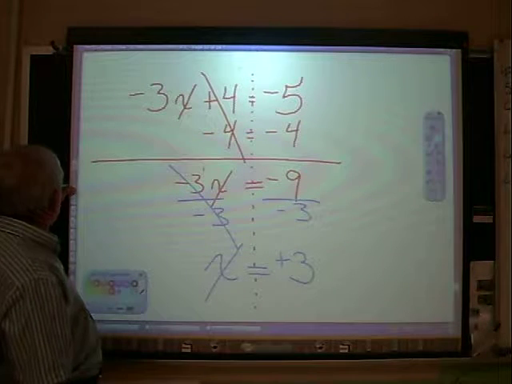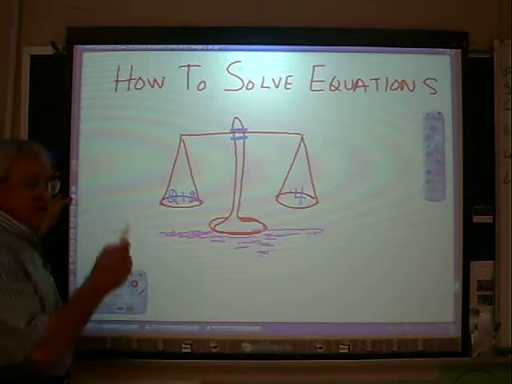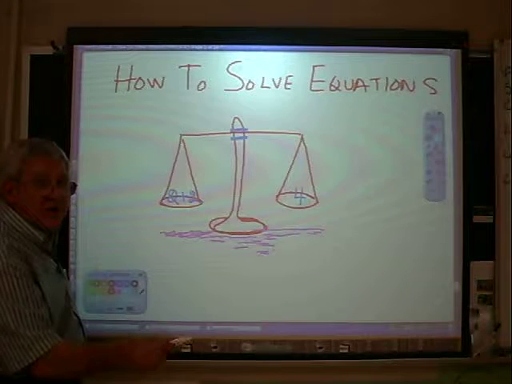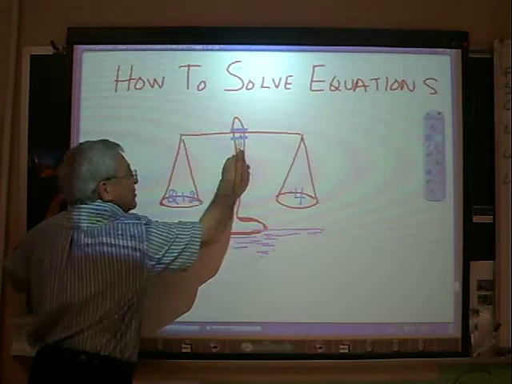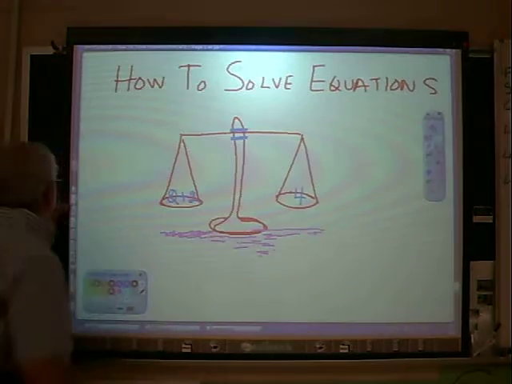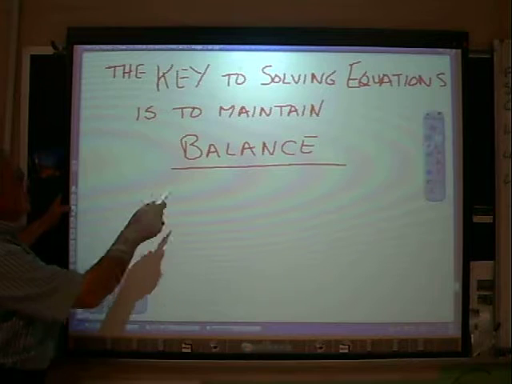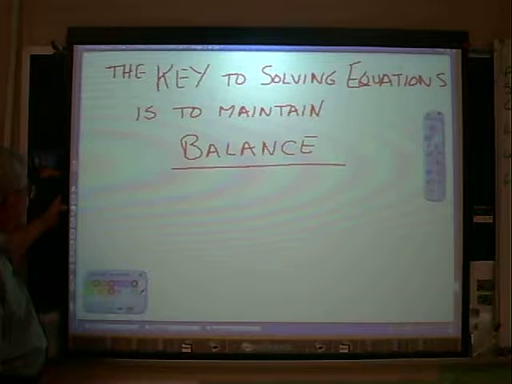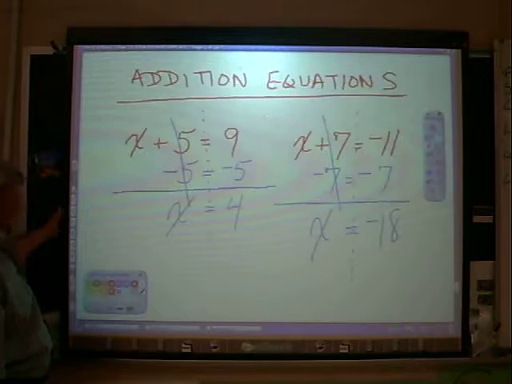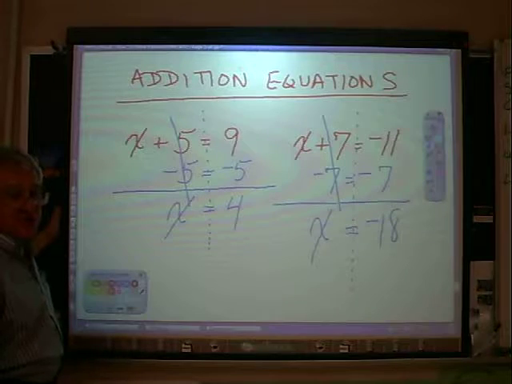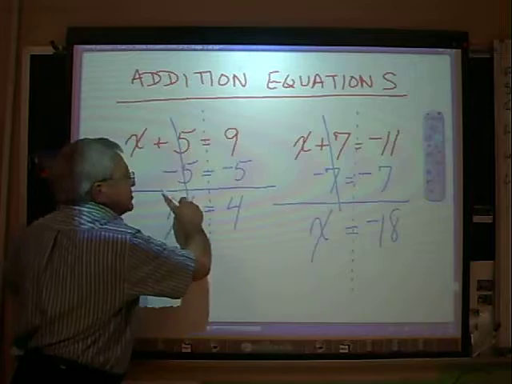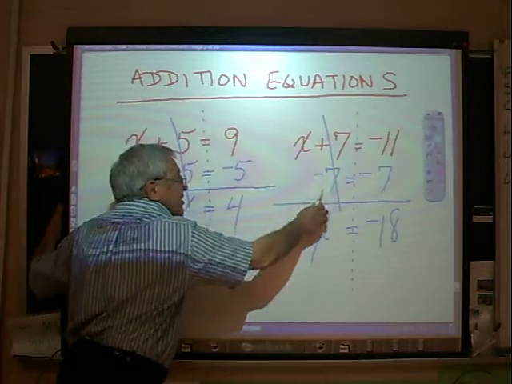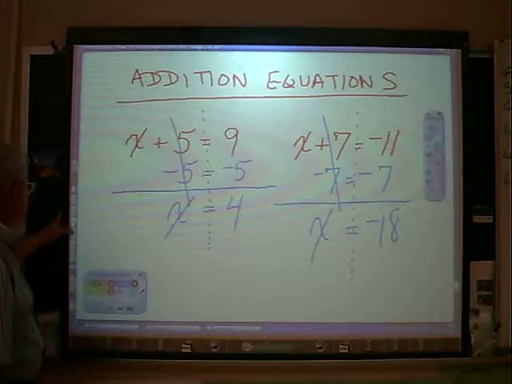So let's go right back quickly. An equation is nothing more than a big balance scale. 2 plus 2 equals 4. There's the pivot point. There's your balance point. There's the equal sign. The key to solving equations is to maintain balance. Here's a couple typical addition equations we solved. They added 5. We got rid of it by subtracting. They added 7. I get rid of it by subtracting.